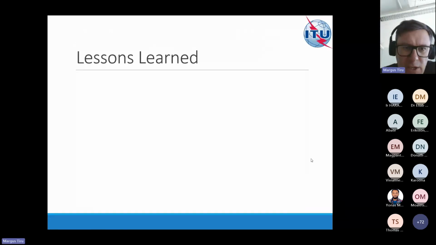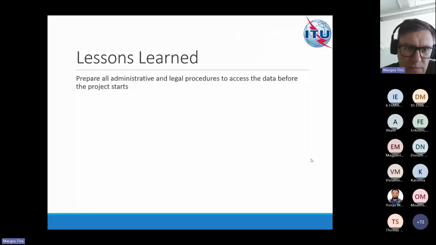Continuing to the lessons learned, I don't have too much time for that, but I think there are many more lessons. Personally, I think preparing all administrative and legal procedures to access the data before the project starts is of the essence. Again, the administrative and legal aspects of the project took a lot of time. We did have something prepared already, but in all countries, we were faced with the problem of too many open questions. Where does the processing take place? What is the legal basis to calculate the data?